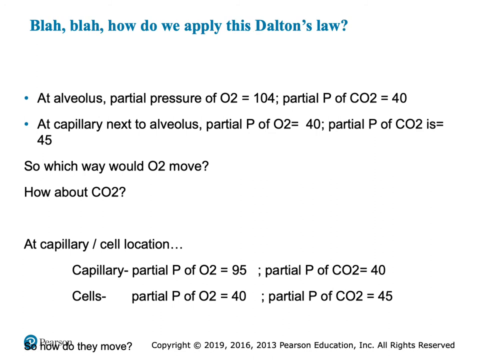So, of course, the purpose of the lungs at the alveoli is to get oxygen into the capillaries and get carbon dioxide that's at the capillaries back into the lungs so you can breathe it out. So if you have oxygen in the alveolus at 104 partial pressure, in the capillary 40, which direction is that oxygen going to want to move? It's going to want to move from the alveolus, 104, into the blood, 40, high pressure to low pressure.